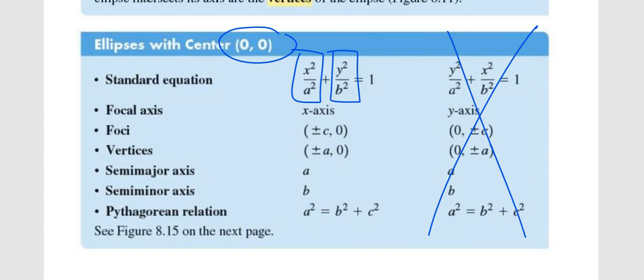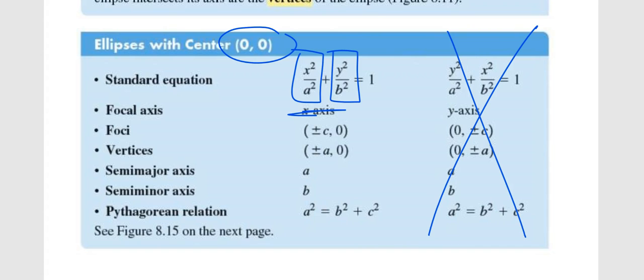So when I ask you for a, you'll be taking the square root of the denominator underneath the x squared term. When I ask you for b, you'll be taking the square root of the denominator underneath the y squared term. The focal axis is not always going to be the x-axis. It will be sometimes when a is bigger than b, but when b is bigger than a, it'll be the y-axis, because whichever one's longer forces the major axis to be in that direction.